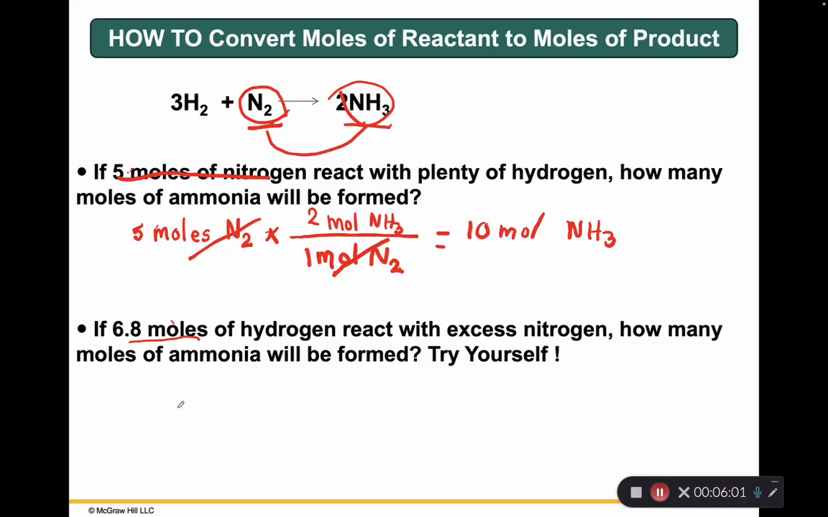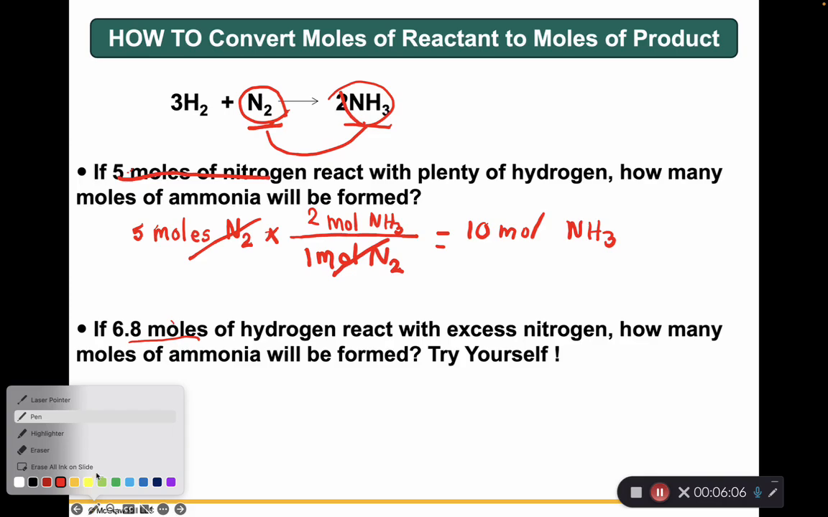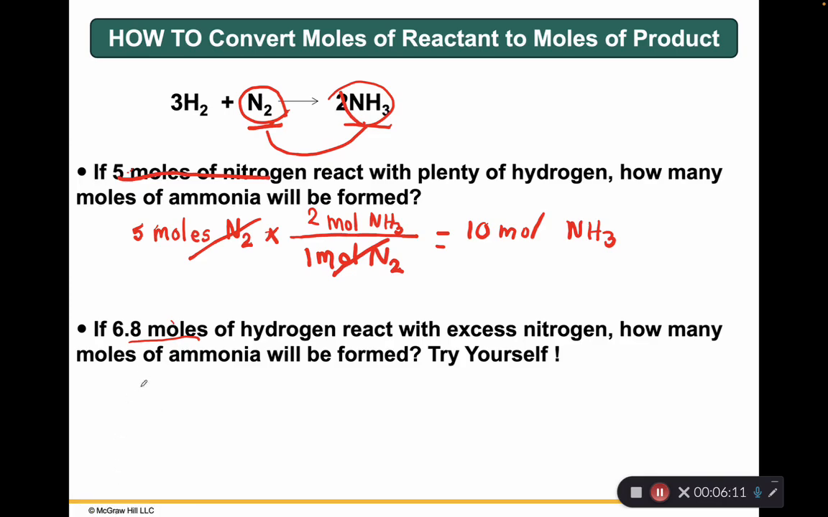So now, let me go and get another pen color. Okay, so I have 6.8 moles of hydrogen. This time, hydrogen is the one that is given, right? And now the question is asking for how many moles of ammonia. So I need to relate the hydrogen with ammonia this time.